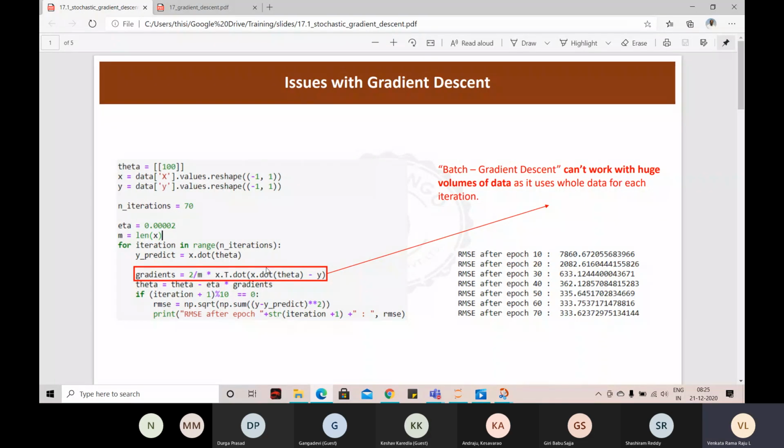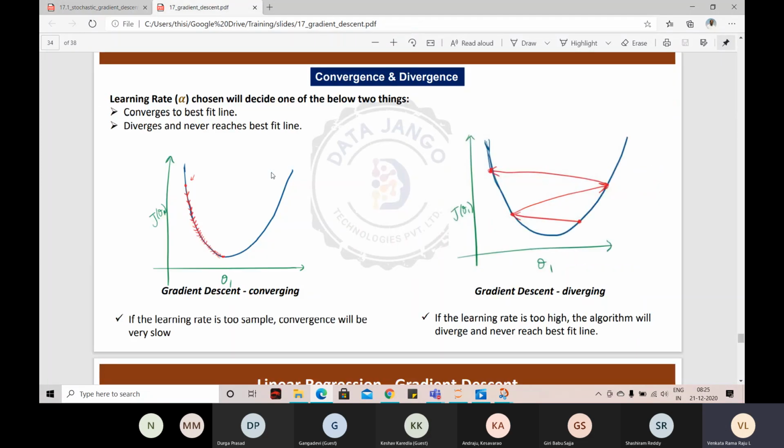Here the algorithm is slowly converging. So there are iterations. First iteration, it converged here. Second iteration, third iteration. Even though I'm showing it on the graph, actually the theta is moving here, slowly, slowly, slowly. Like the theta is moving here.